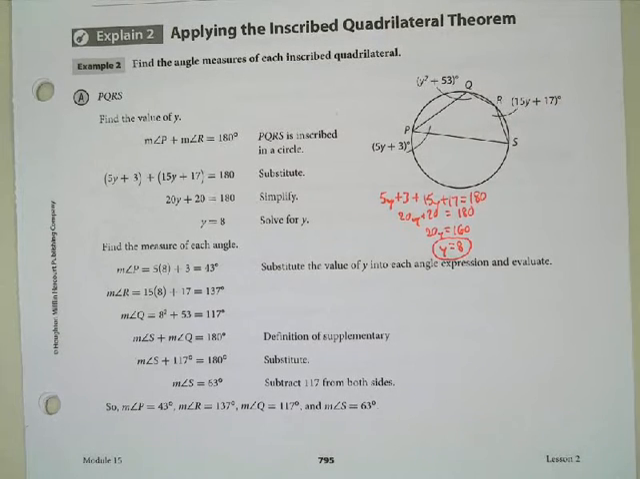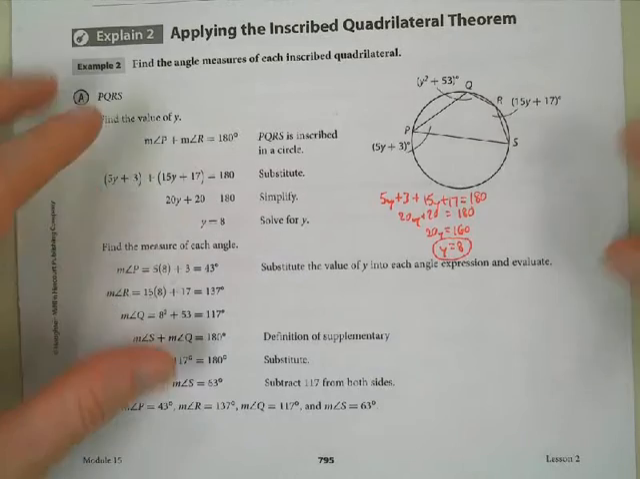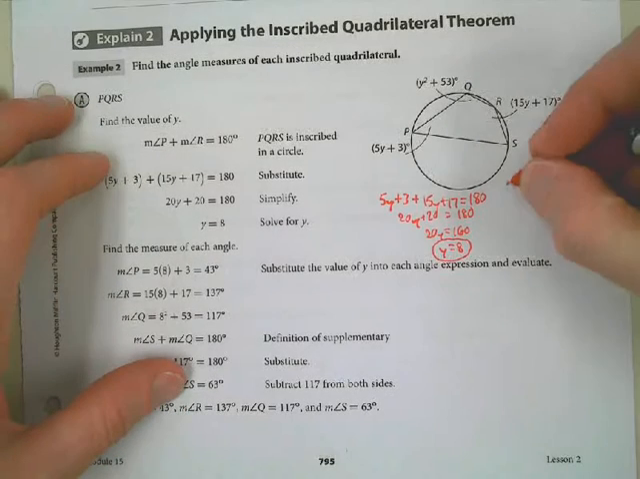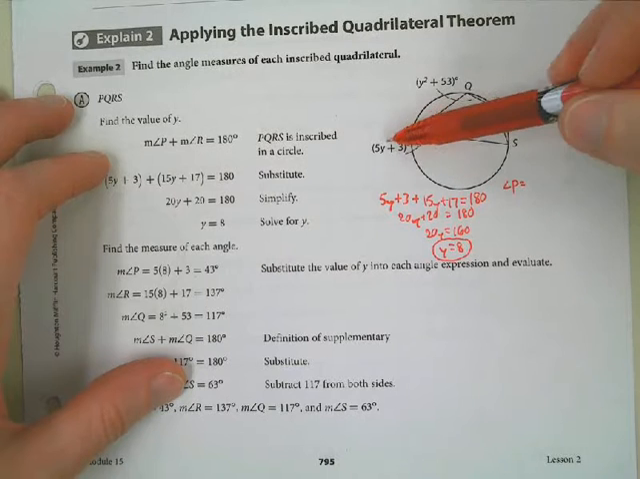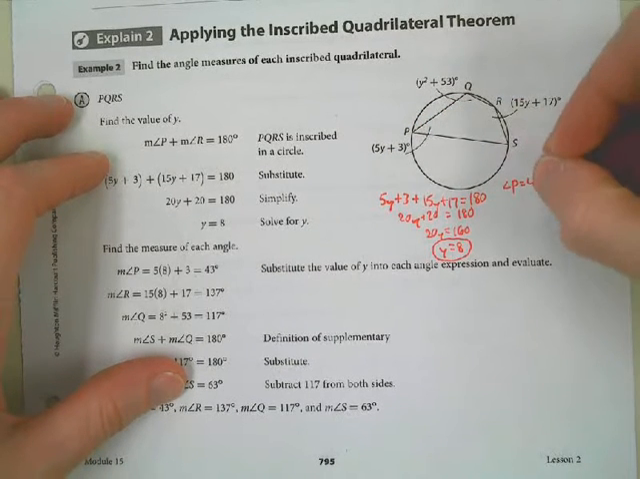All right, Adam. How can we find those individual angle measures? Just plug it in. Yeah, just plug it back in. Okay. So angle P then. Let's see here. 8 is for the y, so we plug that back in. 5 times 8 is 40, plus 3 is 43 degrees.